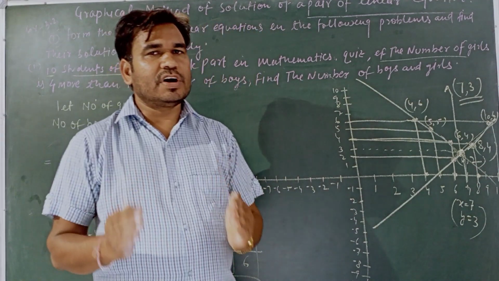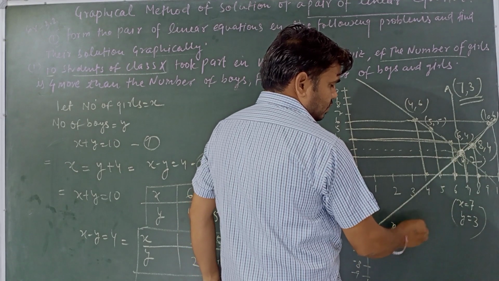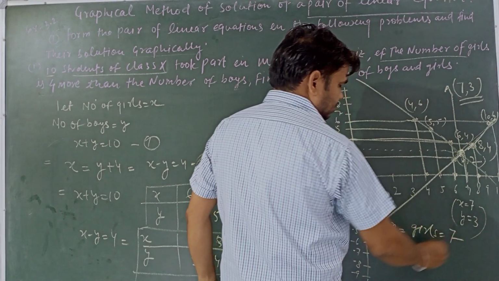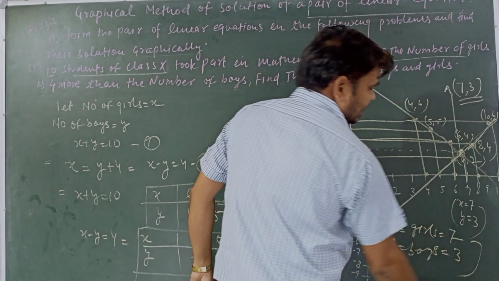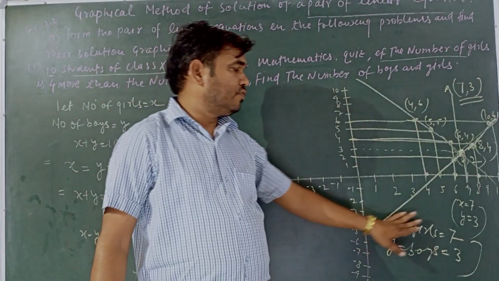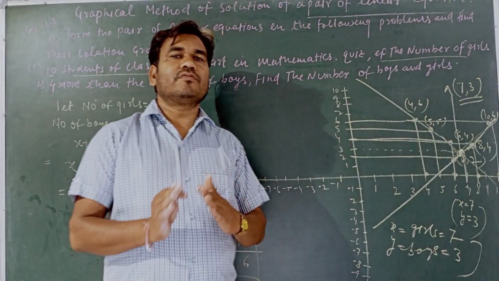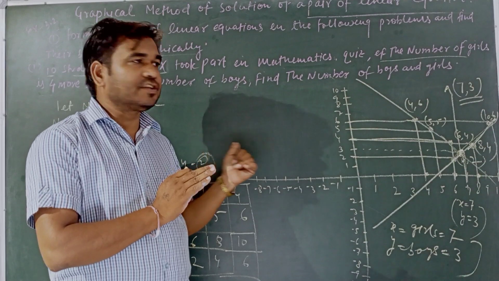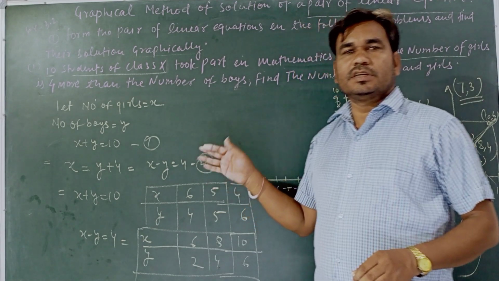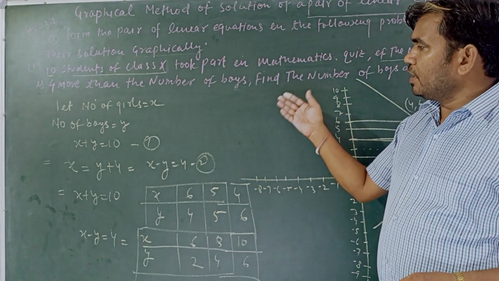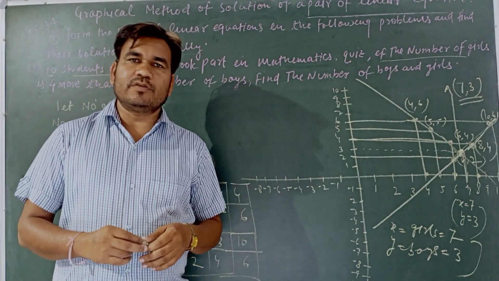So this is the number of boys and girls. Here x represents girls, so girls equal 7, and y represents boys, so boys equal 3. The condition is that girls are 4 more than boys. The boys are 3 and the girls 7, which satisfies this condition. This is the graphical representation of the given pair of linear equations. In the same way you can represent the second numbers, students.